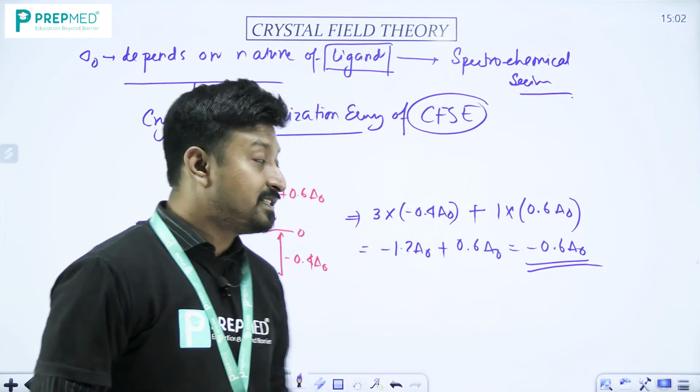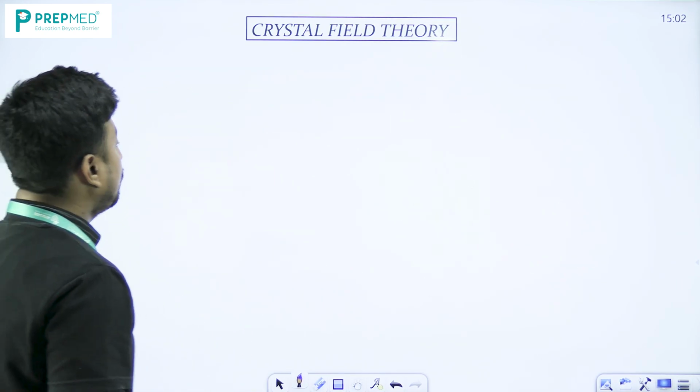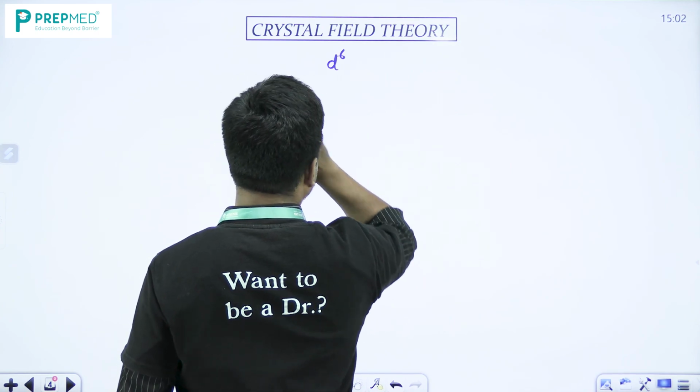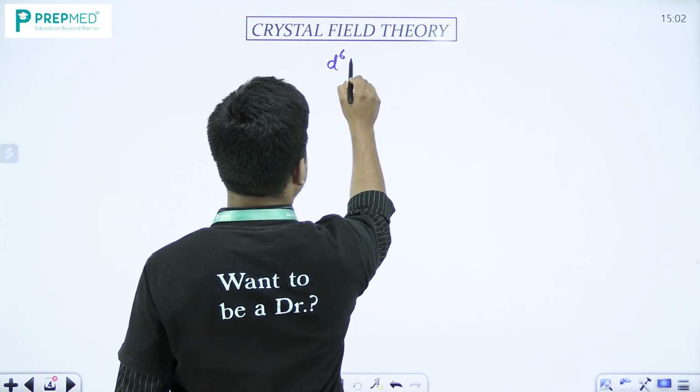Now let's take an example here. Another thing, let's talk about something called the d6 system.